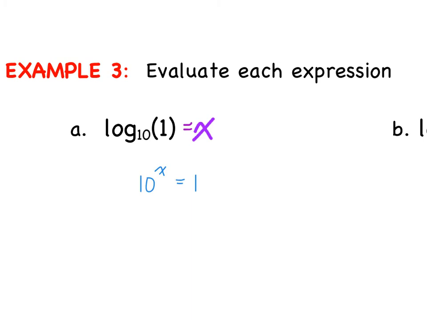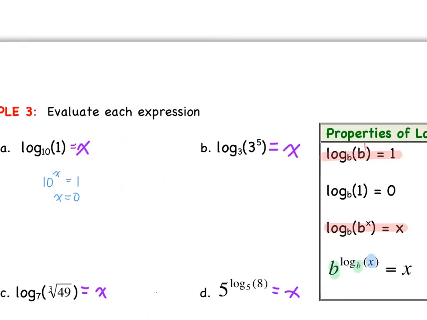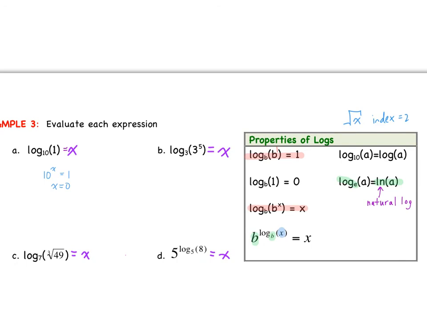Well, how do I get something that's raised to a power to equal 1? What does x have to be? Well, our only option is for x to equal 0. But that brings us to our property, right? When our argument is 1, the whole thing equals 0. So really what we can do here is erase this x and simply put equals 0.